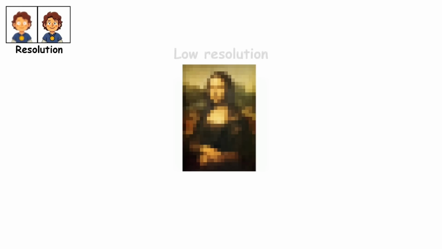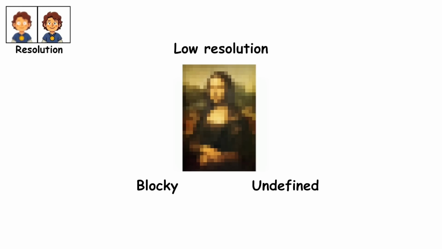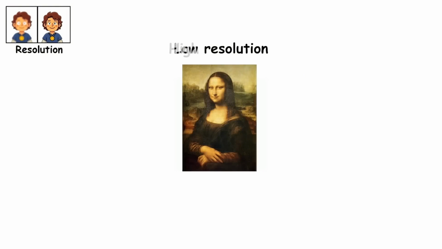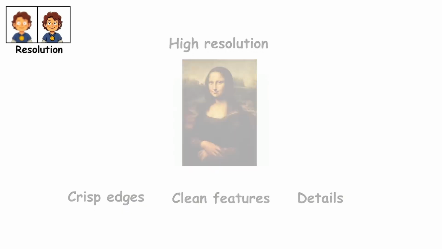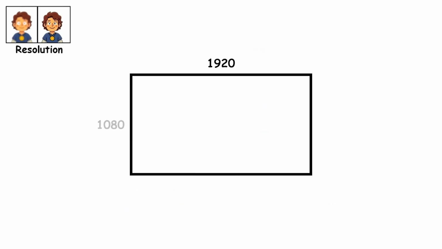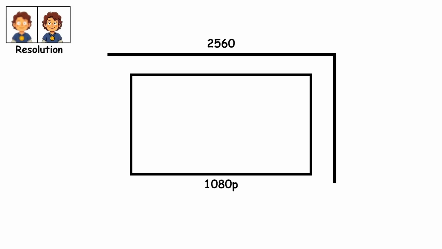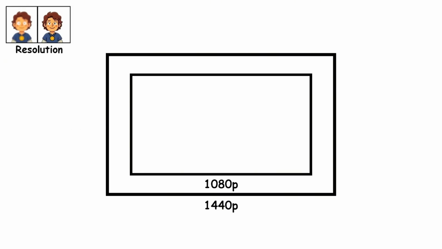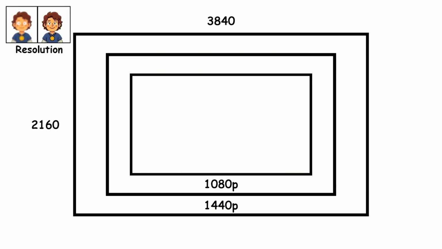A character rendered at low resolution looks blocky and undefined, almost like a smudge drawing. Crank it up, and suddenly that same character has crisp edges, clean features, and details you didn't know were missing. Common resolutions include 1920 by 1080, known as 1080p, 2560 by 1440 or 1440p, and 3840 by 2160, which is 4K. The jump between them is huge.